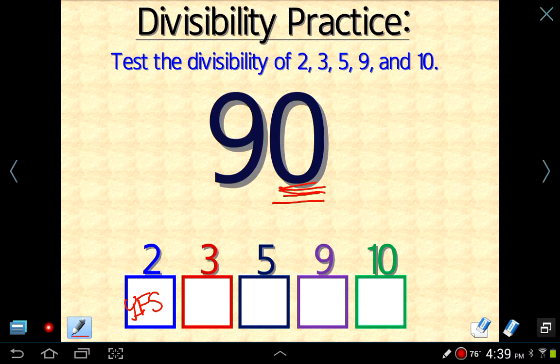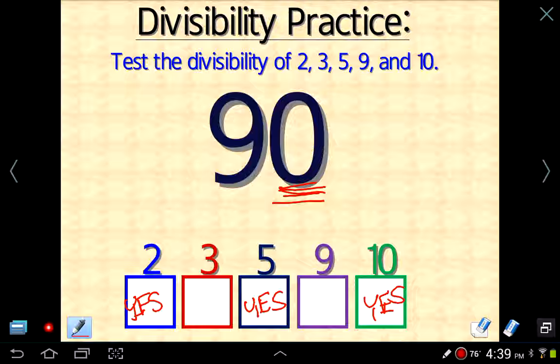What are some other numbers that are good for 0? If you're saying 5, then you are correct. Yes. And what other number? 10. That is correct over there. Okay, so you've got, right off the bat, yes, yes, and yes.